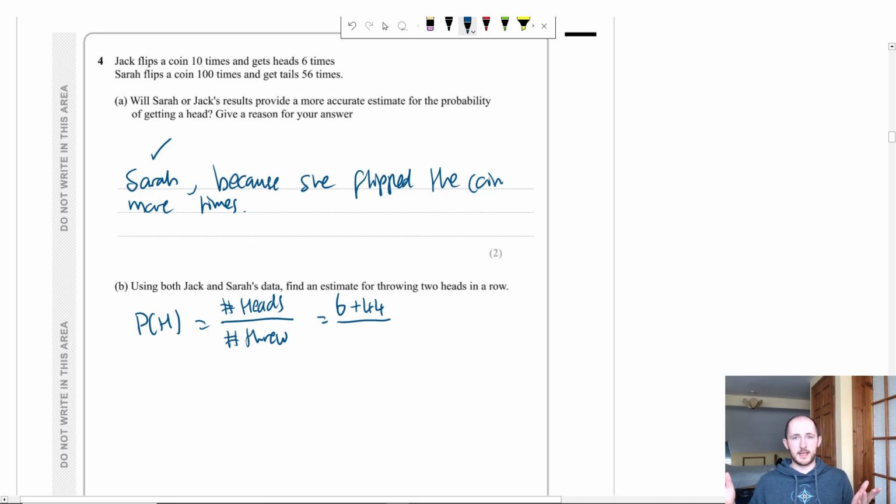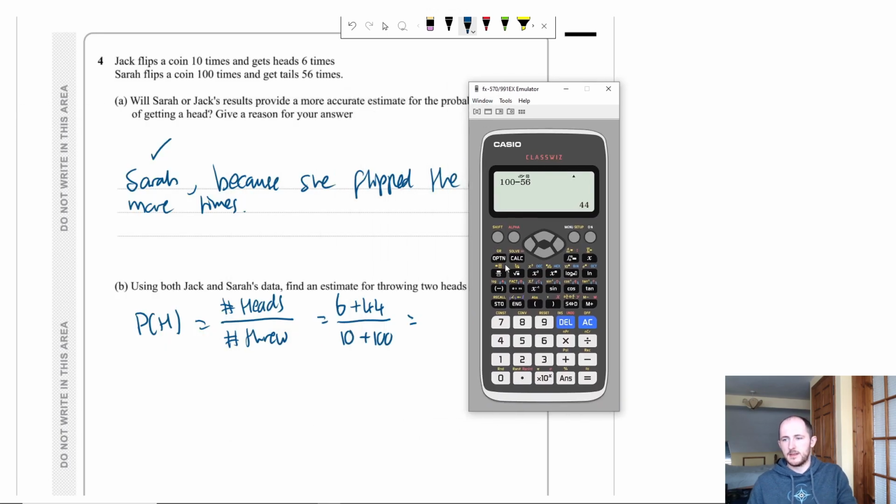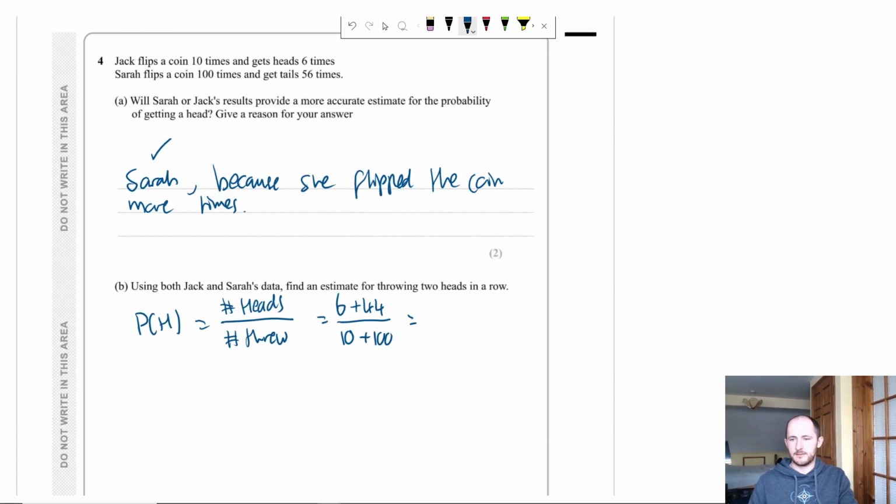That's the total number of times they got heads, right? How many times did they do it in total? Well, Jack did it 10 times, and Sarah did it 100 times. So your answer is just going to be 50 over 110, okay? So actually, no, I'm just going to type it in fully just to be fully transparent. 5 over 11 or 50 over 110.